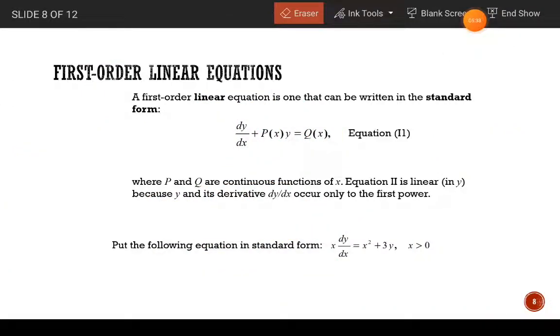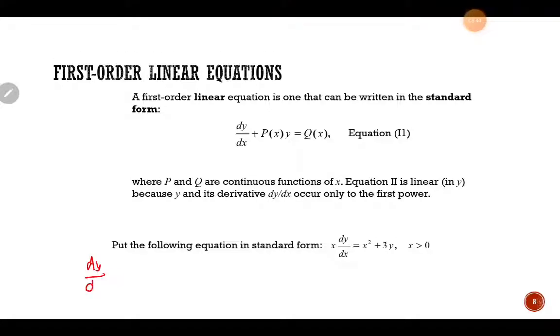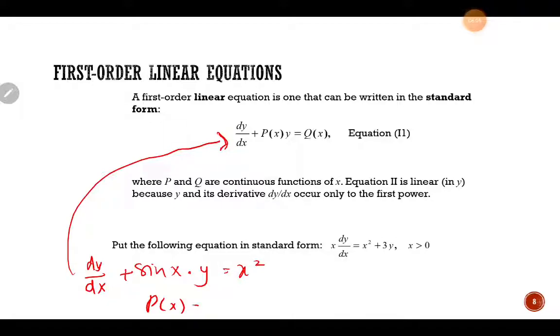Okay, let's say I give another example. Let's say we have dy over dx plus sin x times y. It is not sin x y, it is sin x multiplied by y, equals x squared. So as you can see, this one is already nicely put in this form. Just by comparing, we get our p(x) equals sin x, and our q(x) is equals to x squared. So it's simple, things like this.